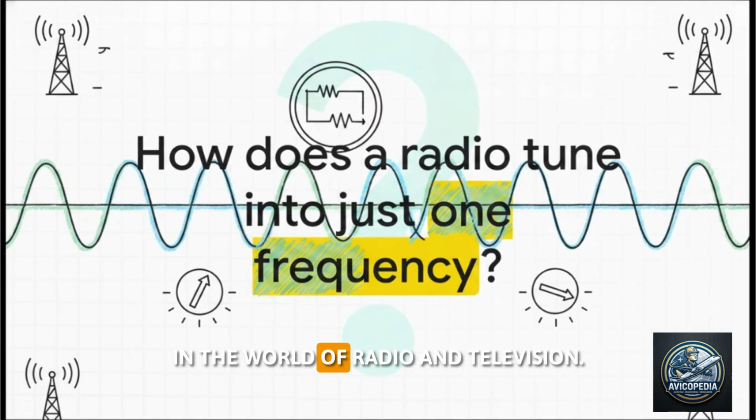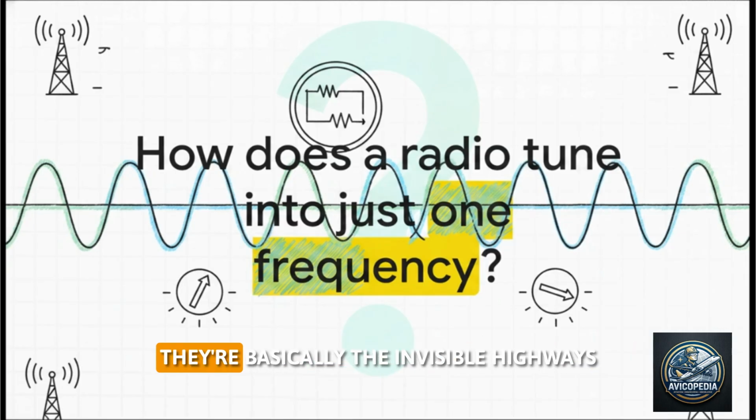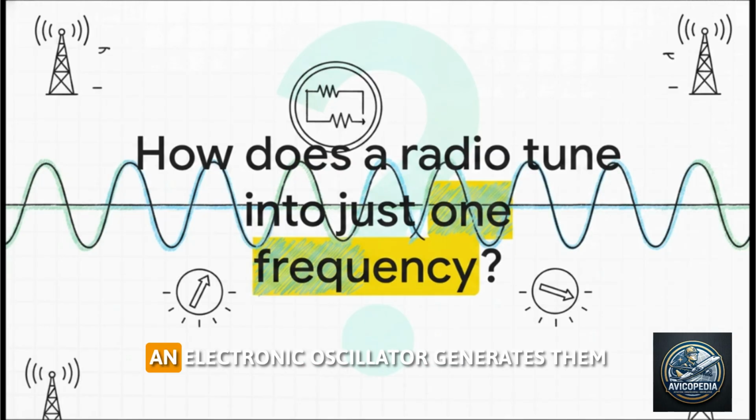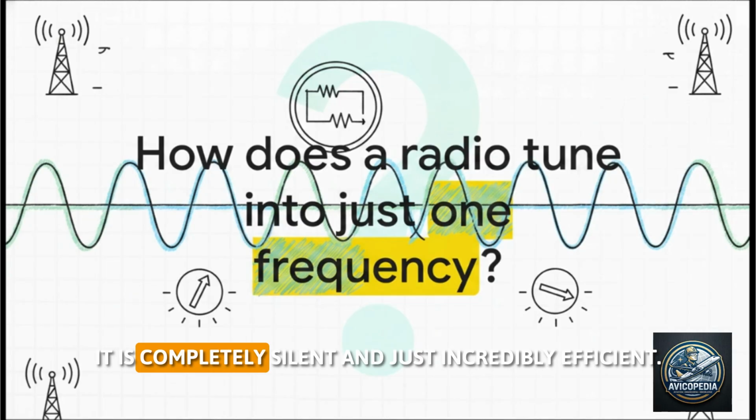waves. In the world of radio and television, we call these generated waves carrier waves. They're basically the invisible highways that carry audio and video data right to your devices. And the crazy thing? An electronic oscillator generates them continuously without any rotating mechanical parts whatsoever. It is completely silent and just incredibly efficient.